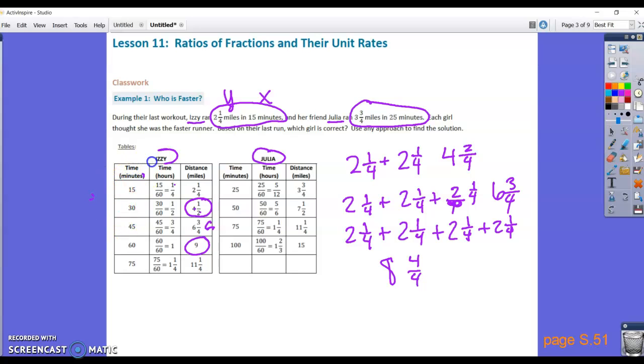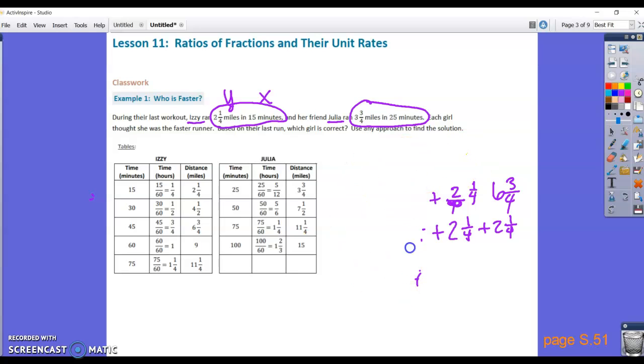Okay, and so go ahead. We're doing the exact same thing over on Julia's side. You're adding 3 3/4 plus 3 3/4 each time until you're getting all of your distance in miles. So I'm going to give you a moment. Go ahead, pause the video, take about 5 minutes to copy those two tables down.